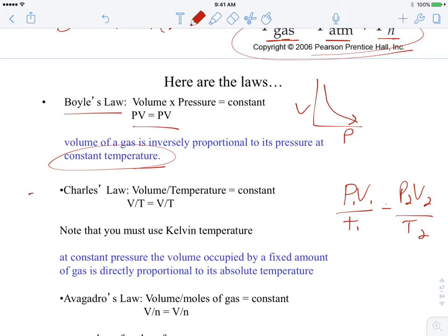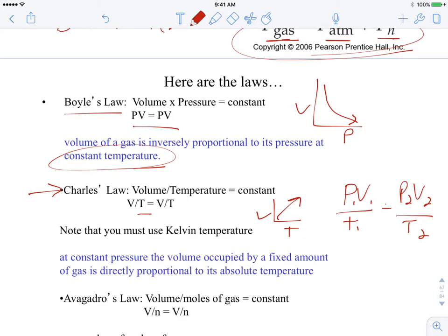Well, in my next law here, that's exactly what I'm going to do. I'm going to hold pressure constant, and I'm going to look at volume versus temperature. In this case, when I graph volume versus temperature, I'm going to get a direct relationship like this. I always remember divide, like I'm doing here, direct.